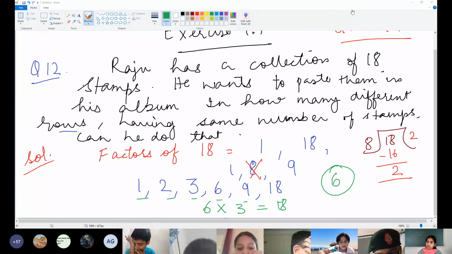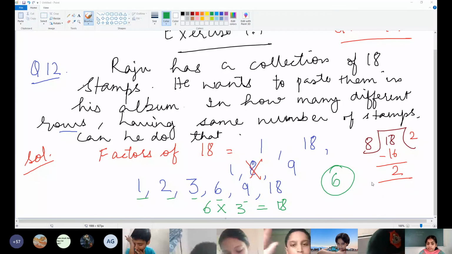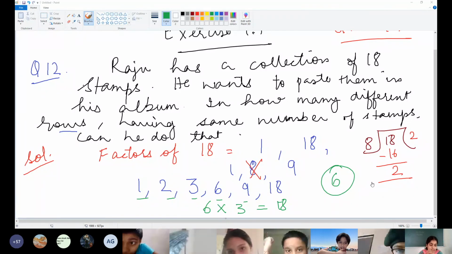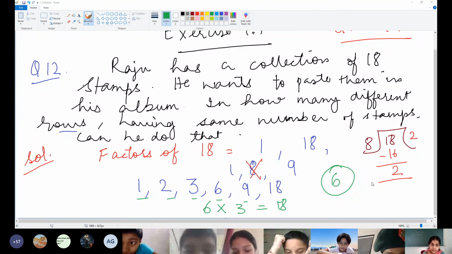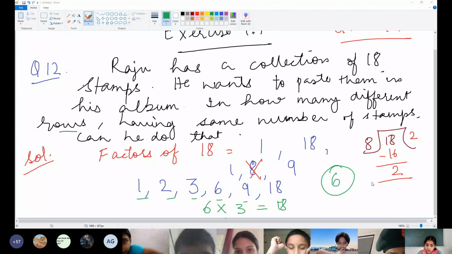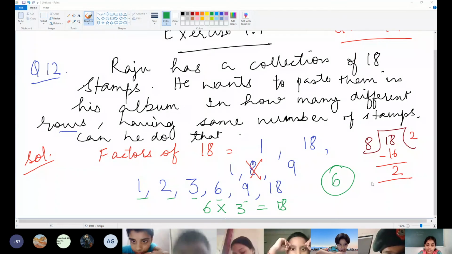Nisha, how are you going to do it? See, beta, how many rows can you make? You count. You have got the factors, they are 1, 2, 3, 6, 9 and 18. So how many factors are there of 18? 6. So how many rows can you make, Nisha? 6 rows. You cannot make 7. So you can make 6 rows.